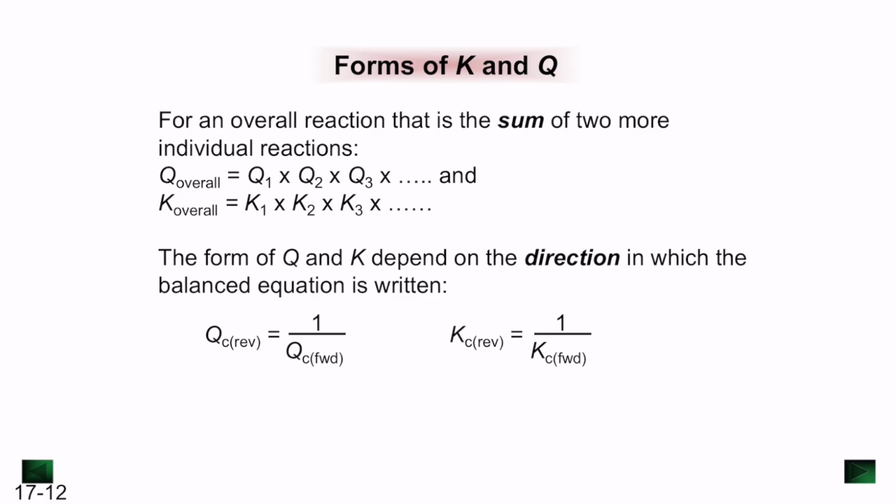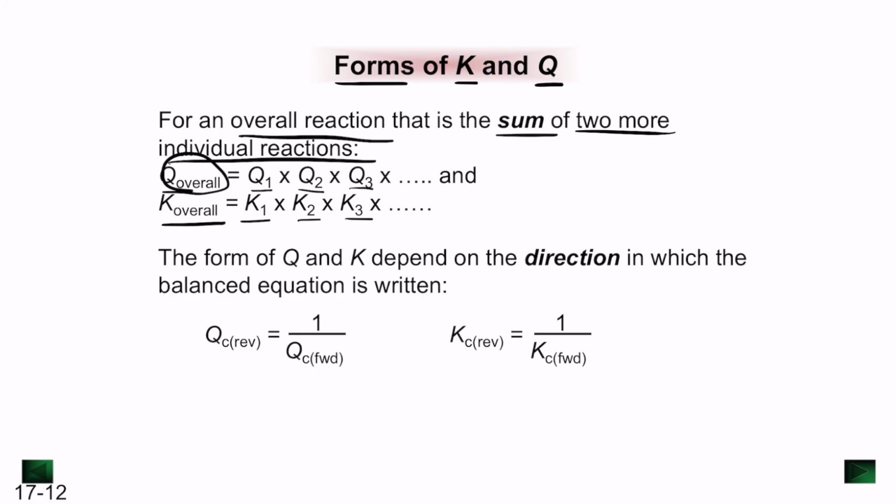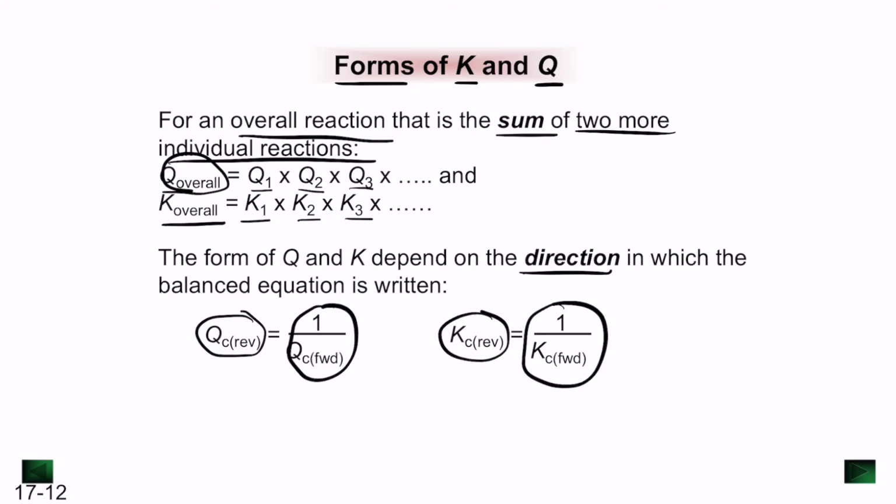Next, let's talk about the forms of the equilibrium constant and the reaction quotient. So for an overall reaction that is the sum of 2 or more individual reactions, the Q overall is given by the product of Q1 times Q2 times Q3 and so on. K overall is also given by the product of K1 times K2 times K3 and so on. Now another one to remember is the direction. So the direction can be more of a reverse quantity. So the reaction quotient reverse is 1 over the reaction quotient forward, and equilibrium constant reverse is 1 over equilibrium constant forward.